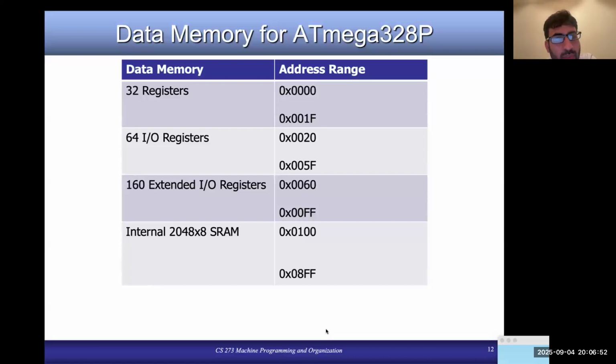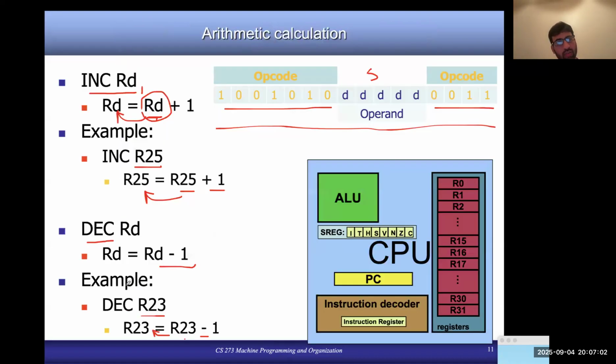I'm unsure if this was mentioned, is it possible to change the amount of increment or decrement, or is it only by one? No, it is only by one. So if you say increment R25, you don't specify the amount by which you need to increment the value. Actually, you cannot specify. It is not allowed. So it will always be increment by only one.